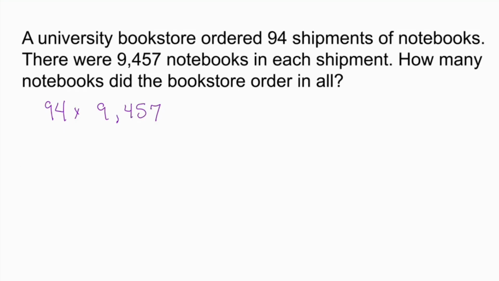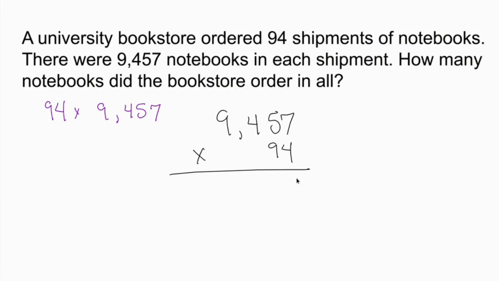9,457. Now I'm going to write out the standard way of multiplying this, and I always like to put my larger number on top, so I'm going to write out 9,457 times 94. Now when you multiply a 4-digit number to a 2-digit number, you go to the bottom number and start out with the number in the ones place value and multiply right to left, knowing that we're probably going to have to carry over a few times.